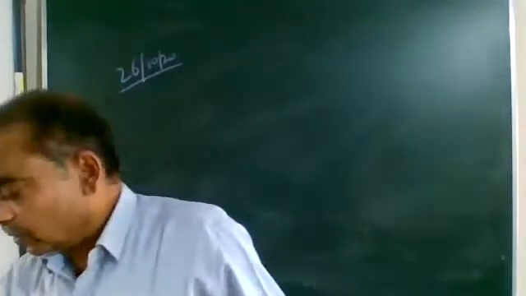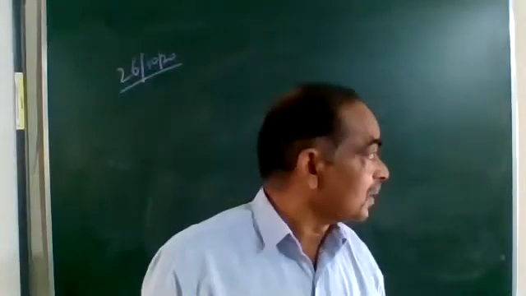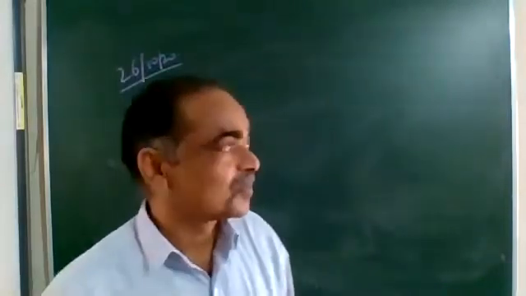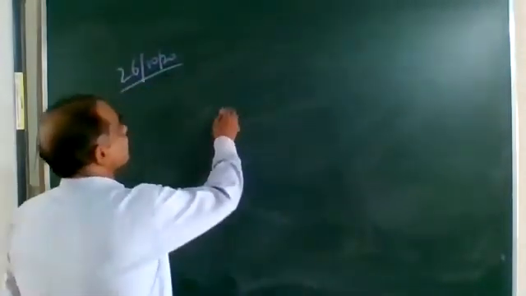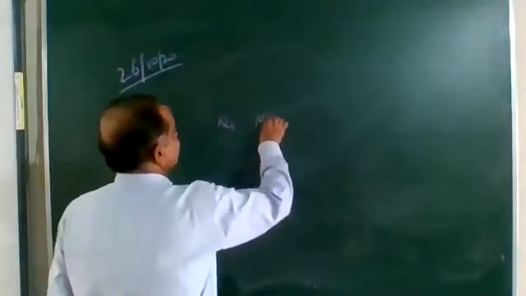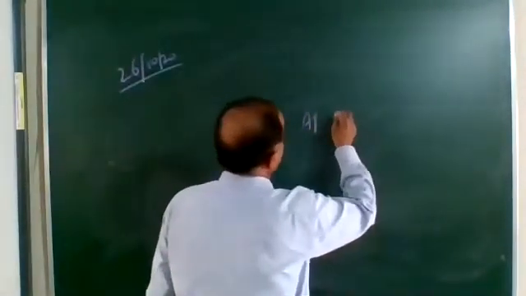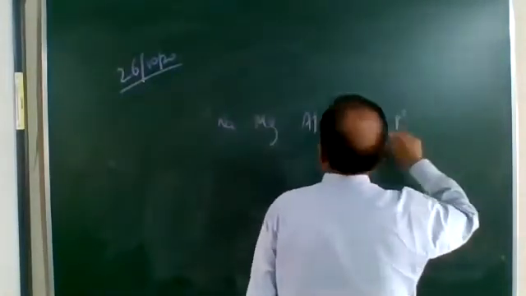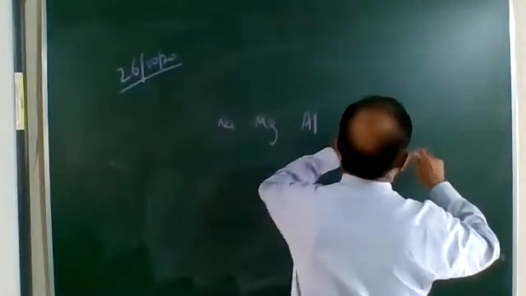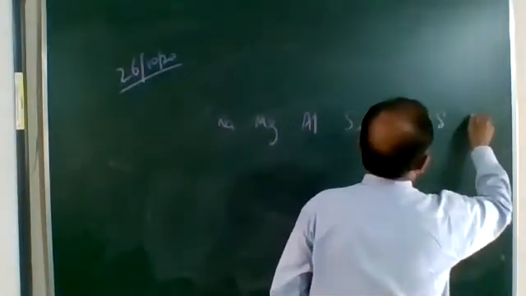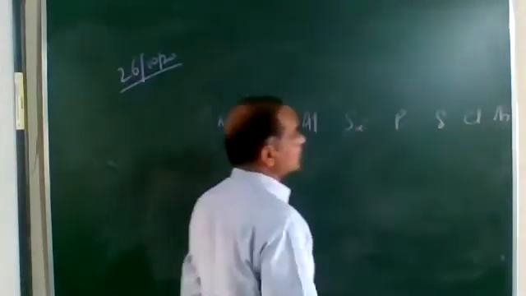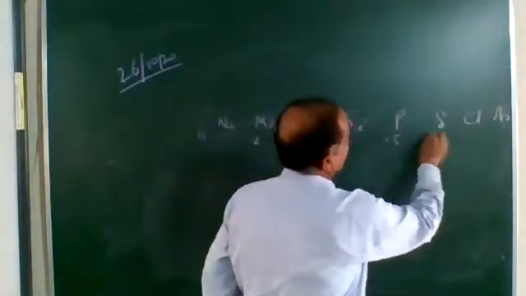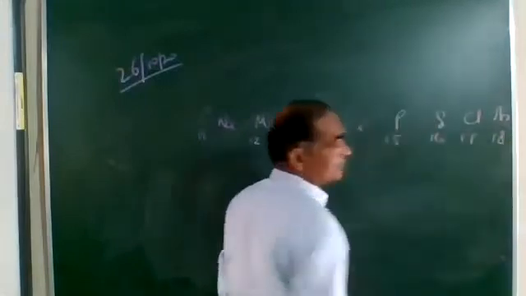Yes, that time we studied the periodic properties of a period. I'll repeat that once again. I'm taking sodium, magnesium, aluminum, silicon, phosphorus, sulfur, chlorine, and argon. That is 11, 12, 13, 14, 15, 16, 17, 18.